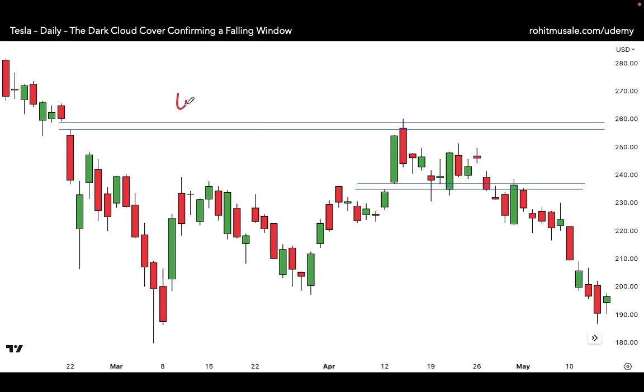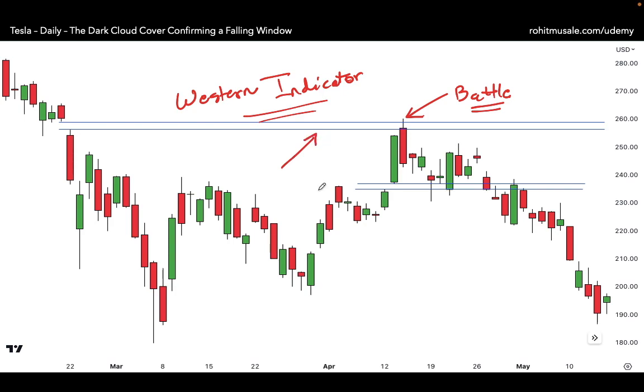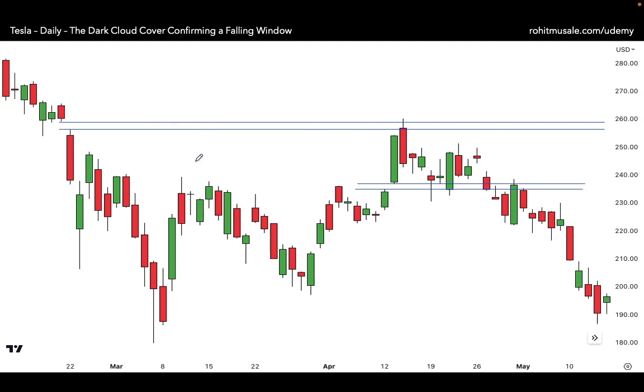And observe, I have not used a single Western indicator here. Without using a Western indicator, I have provided you so much analysis, because the candlesticks tell you a story. Every candlestick represents a battle between the bulls and the bears, and always focus on horizontal resistance and support lines. I'm not a big fan of angled trend lines like this, because you can draw trend lines in multiple different ways. But horizontal lines are something which you cannot argue with, right?